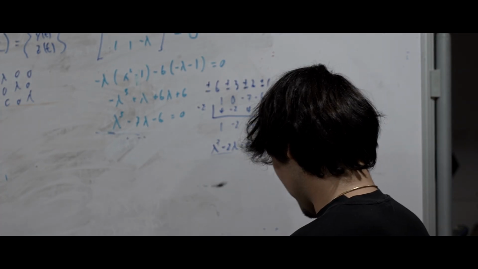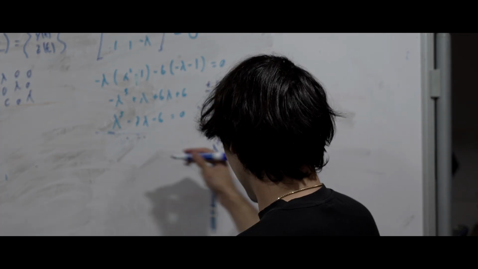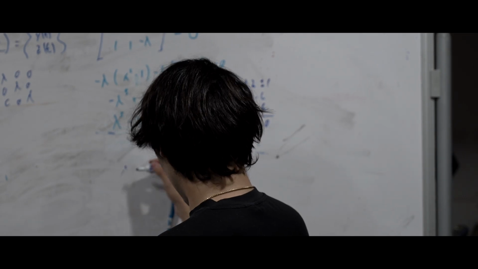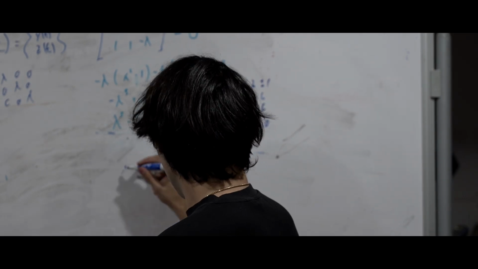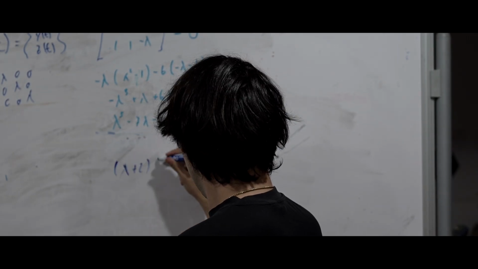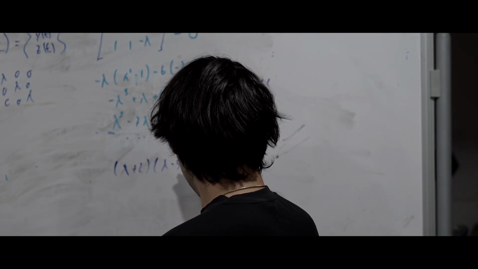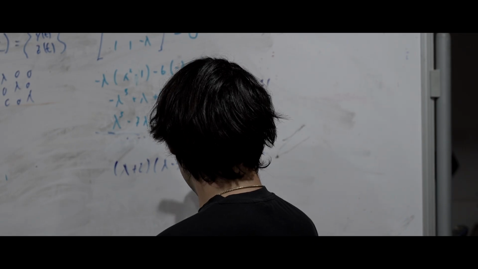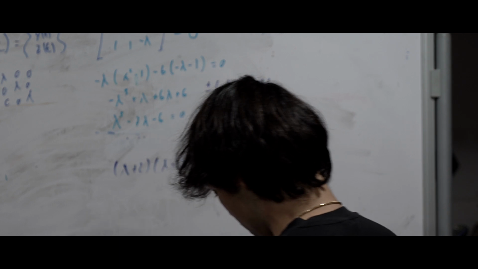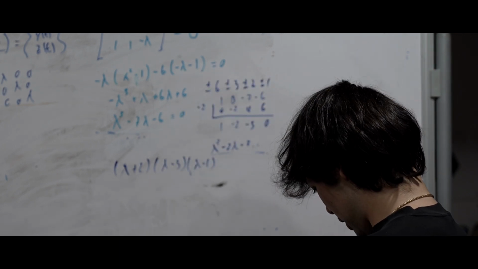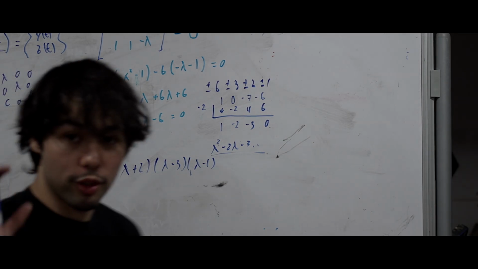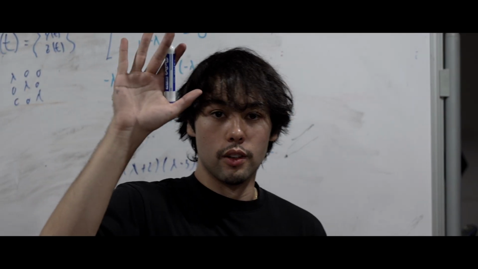But that just breaks easily into. Let me just write our lambdas. So we have lambda plus 2, lambda minus 3, and then lambda minus 1. Okay, so that means our lambdas are, we're going to say, actually follow me over here. Follow me over here, okay.